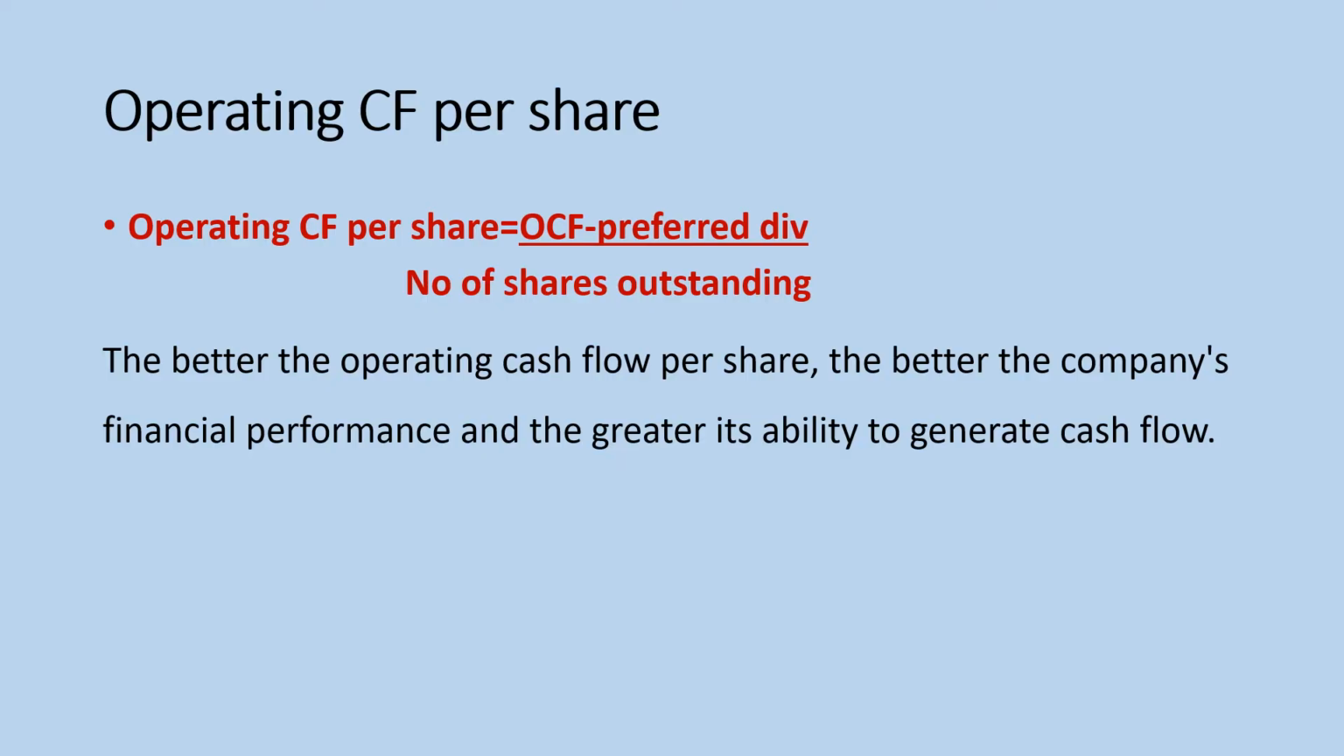For that, the common shares should have fluctuated over the given period. The better the operating cash flow per share, then we can conclude that the company's financial performance is better. The company has a greater ability to generate cash flow per equity holder.